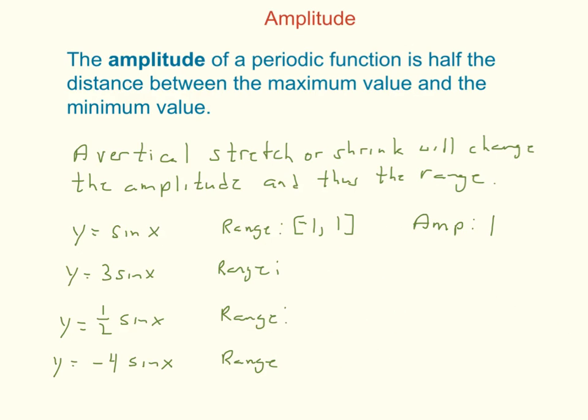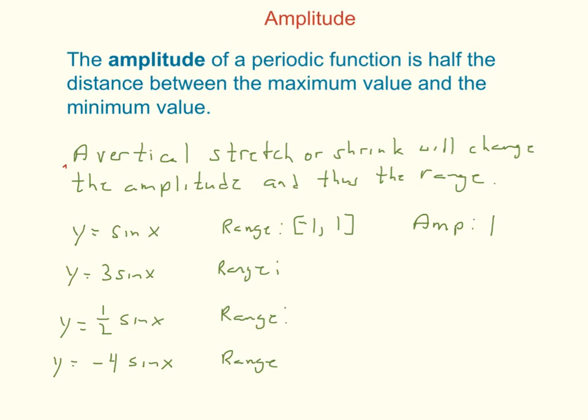So now let's take a look at the amplitude. The amplitude of a periodic function is half the distance between the maximum value and the minimum value. So when we do a vertical stretch or shrink, it is going to change the amplitude of that function, and thus it's also going to change the range. When we looked at y equals sine x, its maximum value was 1 and its minimum value was -1. So the distance from 1 to -1 is 2, and the amplitude is going to be half of that. So the amplitude was 1. And the range on that sine function, we know, was -1 to 1. Now when I do 3 sine of x, what's going to happen is that I am going to stretch this by a factor of 3.